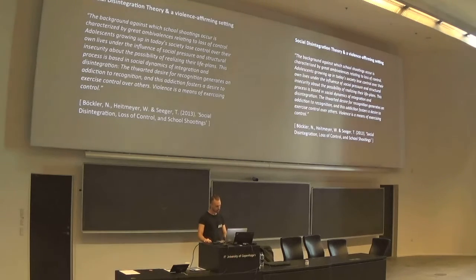The editors write, "The background against which school shootings occur is characterised by great ambivalences relating to the loss of control. Adolescents growing up in today's society lose control over their lives under the influence of social pressure and structured insecurity about the possibility of realising their life plans. This process is based in social dynamics of integration and disintegration. The thwarted desire for recognition generates an addiction to recognition, and this addiction fosters a desire to exercise control over others. Violence is a means of exercising control."